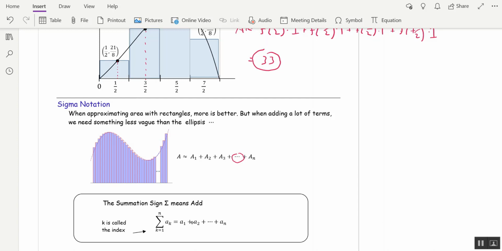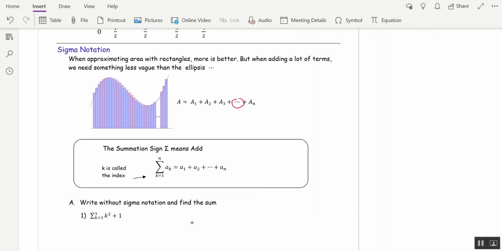So what we do is we use summation notation. This is a capital sigma. It's a Greek letter, like from a fraternity. The bottom number is where you start. The top number is where you end. K is called the index. You don't have to use K; you can use I or J. This means add up for K going from 1 to N. So if that's confusing, let's do an example.